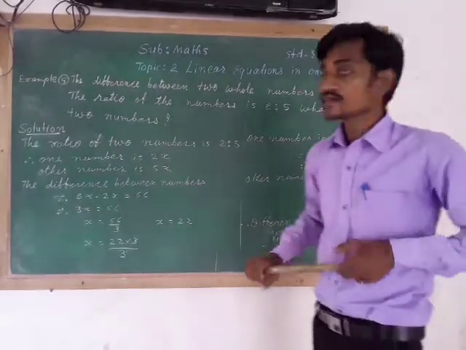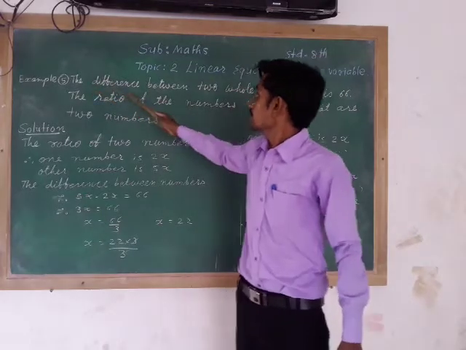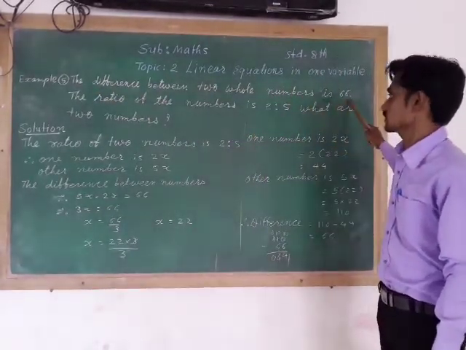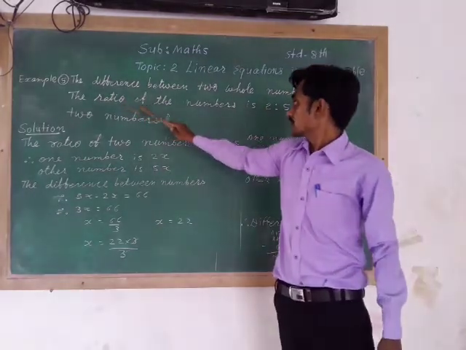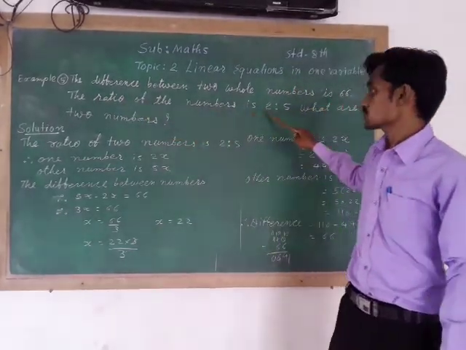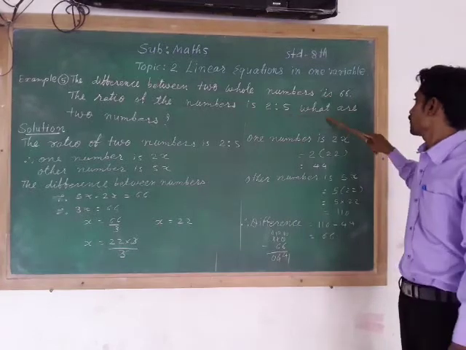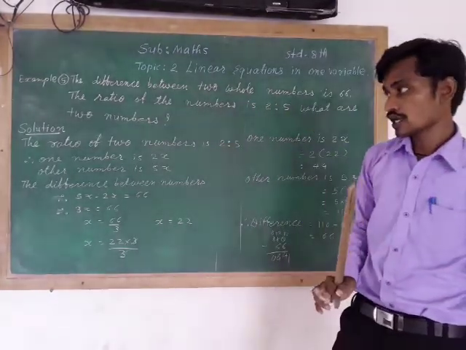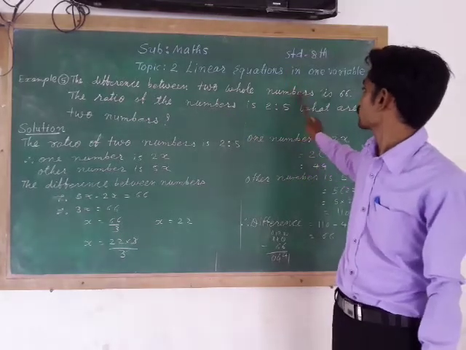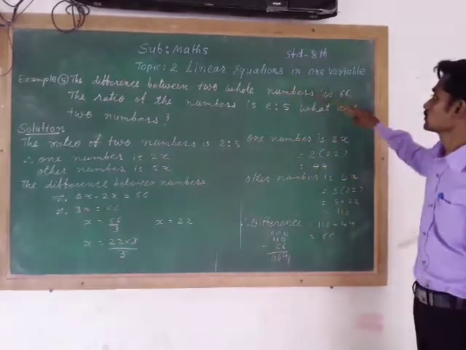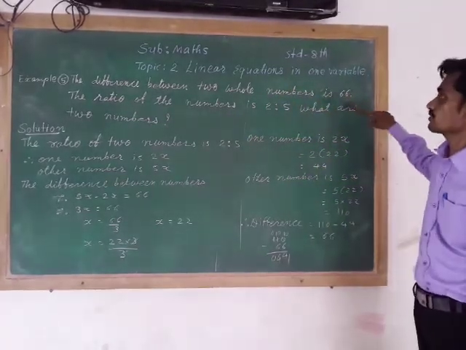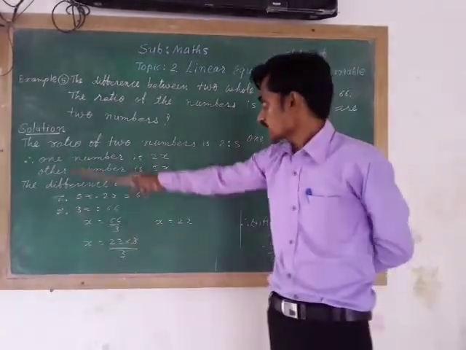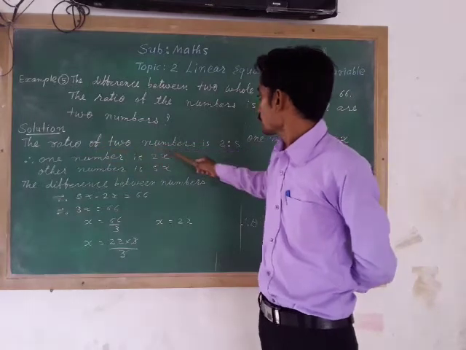Example number 5. The difference between two whole numbers is 66. The ratio of the numbers is 2:5. What are the two numbers? We have to find out the two numbers. Here the ratio is given and the difference is also given. The difference between the two whole numbers is 66. Now what is given? The ratio of the two numbers is 2:5.